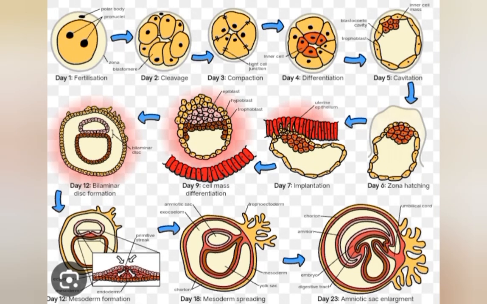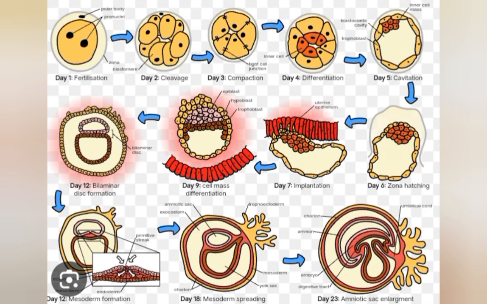On day 12 there is mesoderm formation. Basically, at first there is only a bilaminar disc, with only two layers present, epiblast and hypoblast, but on day 12 there is formation of mesoderm. Inside that inner cell mass, the three-layer cell formation is now occurring.